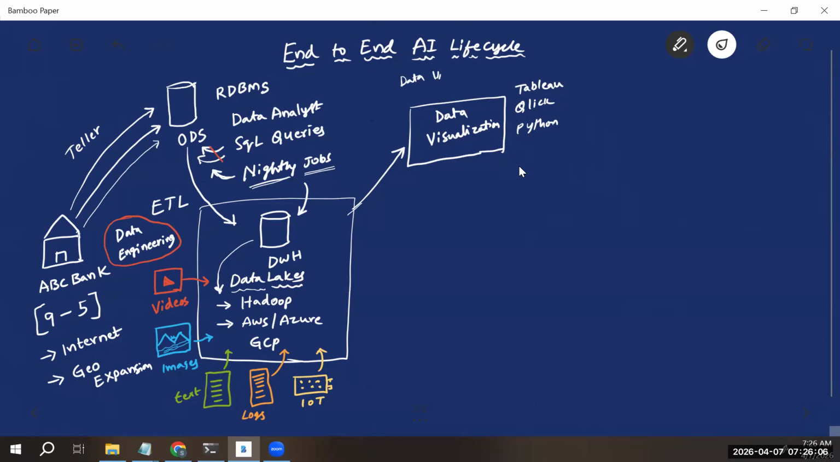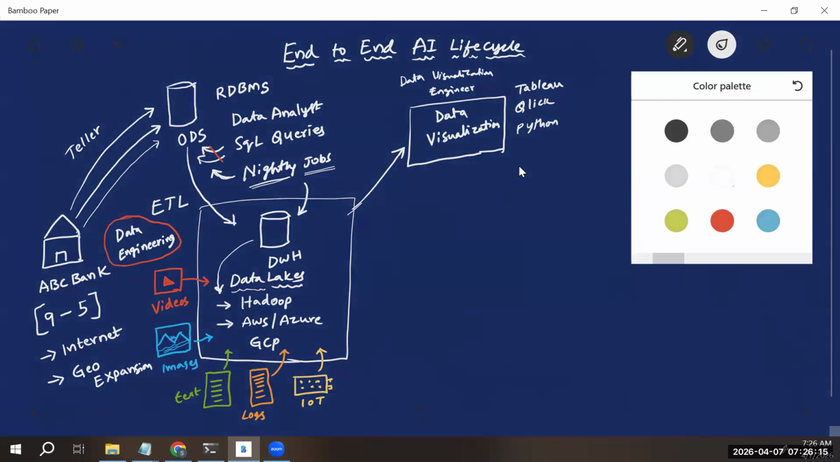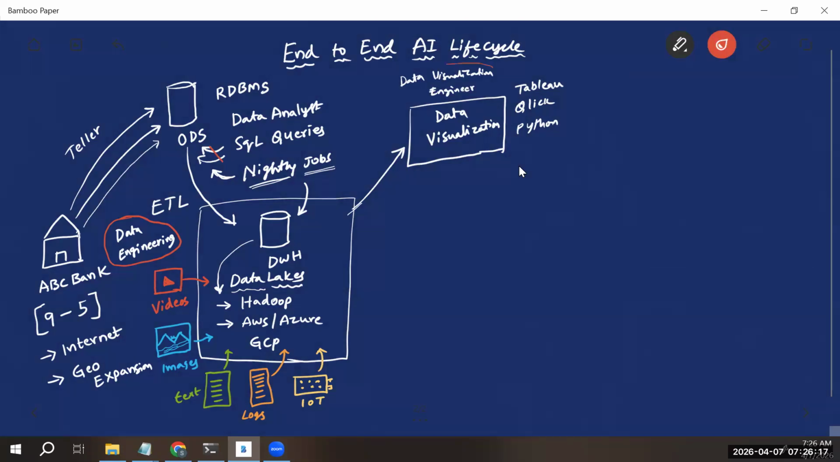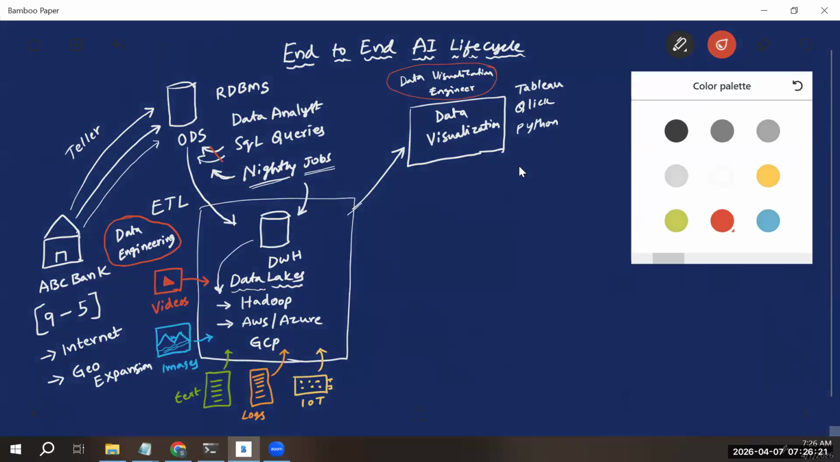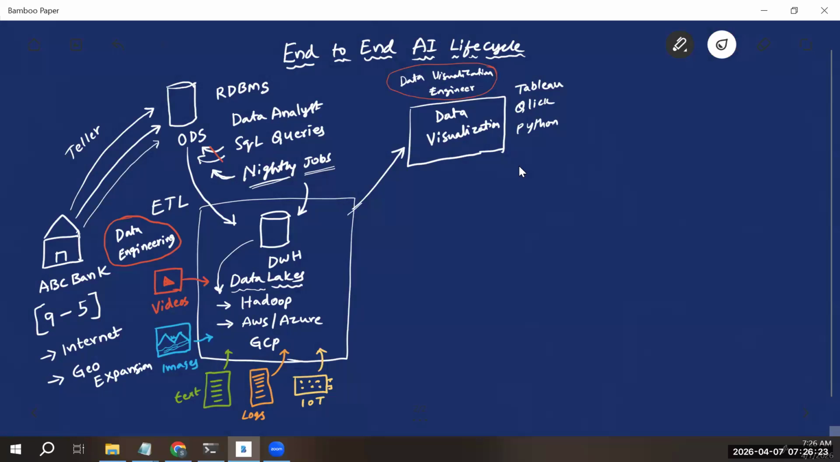Data visualization engineer is another role that is very prominent. People will come from this door as well. These are the group of people who connect to this raw data, creating graphs, charts, reports, and dashboards, and show the information.